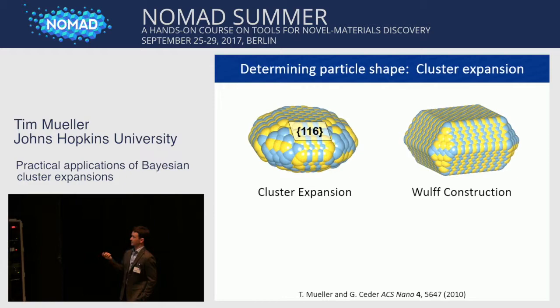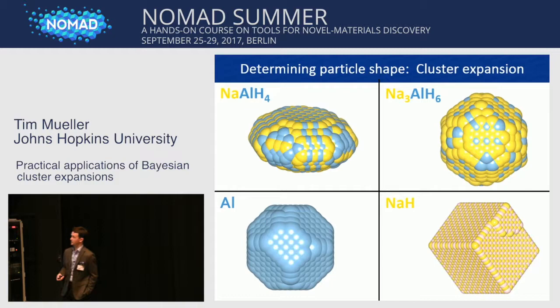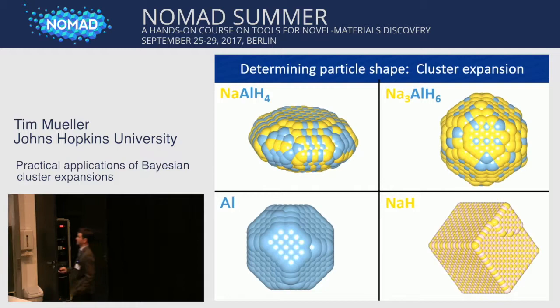And you get a variety of different particle shapes that come out of this. You know, the familiar type of cuboctahedral here, the cubic for sodium hydride, this kind of mess for Na3AlH6. And so if you put these all together, we can now plot the energies of these particles as a function of particle size. And we get something that looks like this.